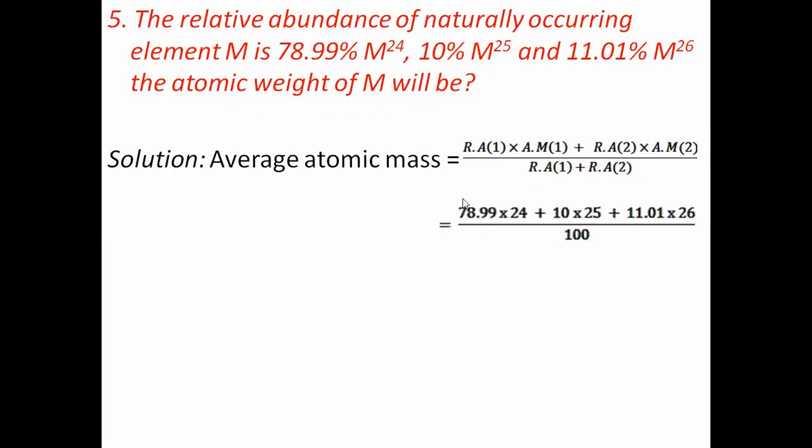So relative abundance of the first, 78.99 into 24. Okay, atomic mass is 24. This is M24, plus the relative abundance of the second one, which is 10%. Atomic mass is 25. Relative abundance of the third one, 11.01 into 26. If there is, let's say, a fourth isotope given, then you have to multiply the fourth one also. And total relative abundance, since it is in percentage, you can add 78.99, 11.01, and 10%. You will always get 100.